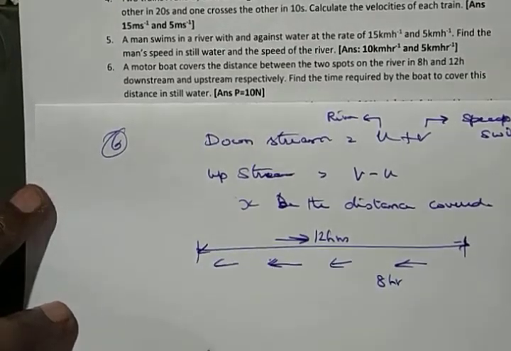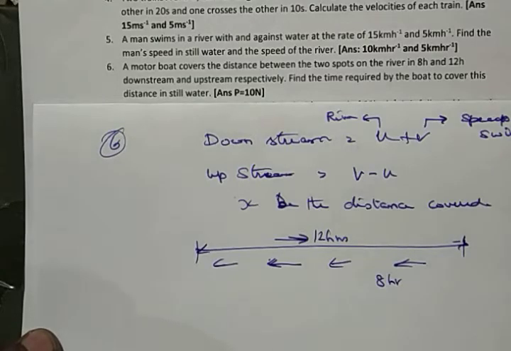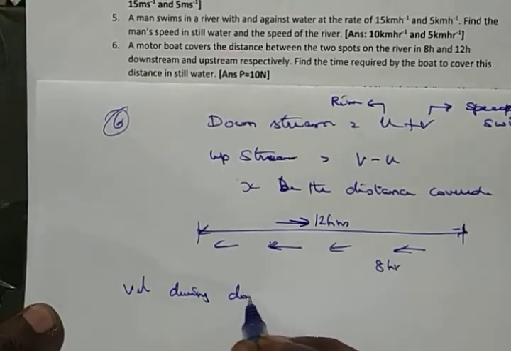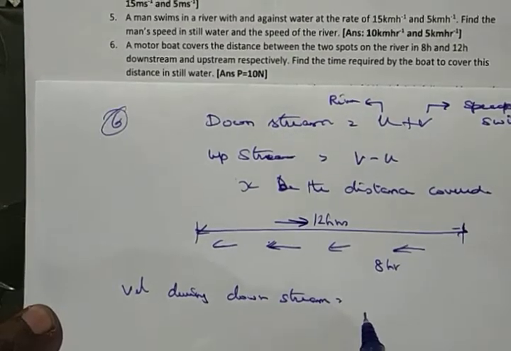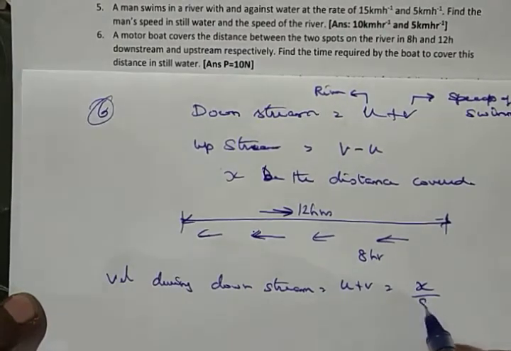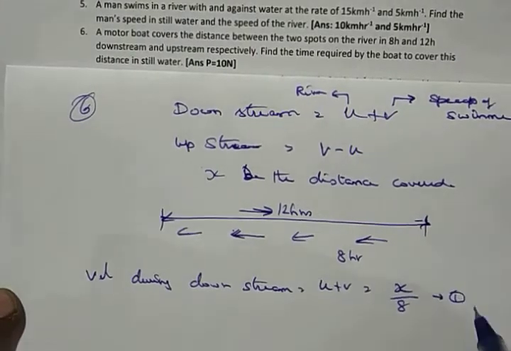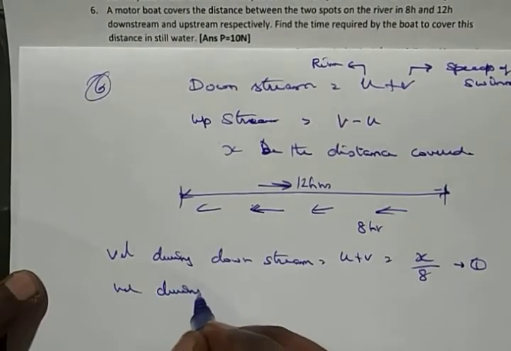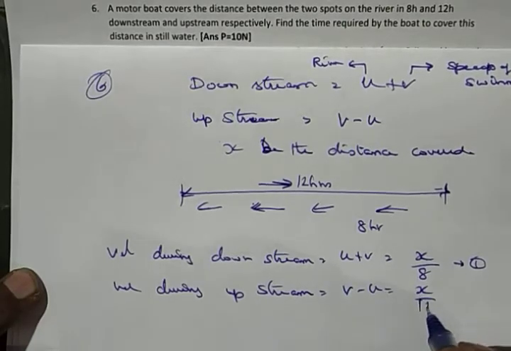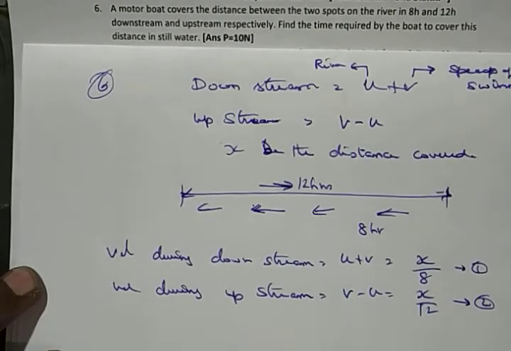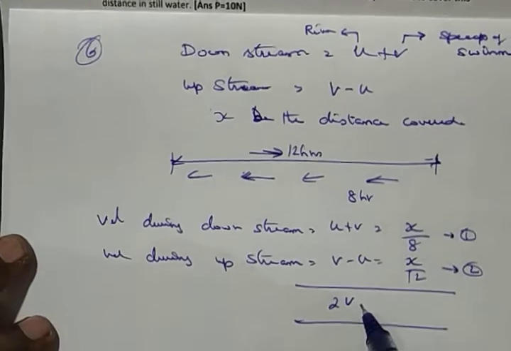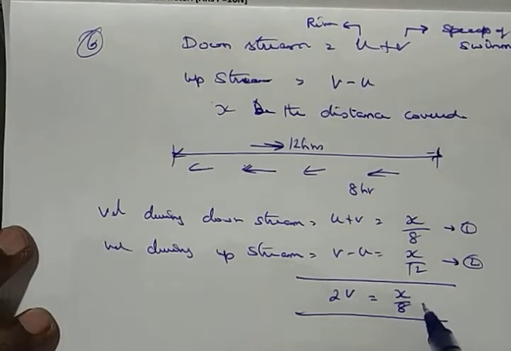So how do you write this equation here? You can write the velocity during downstream is equal to u plus v, that is going to be equal to distance upon time, where time is 8. This is equation number 1. Velocity during upstream is equal to v minus u is equal to x by 12. This is equation number 2. Now we need to solve these two. Just add both of them. When you add both of them, you will get 2v is equal to x by 8 plus x by 12.